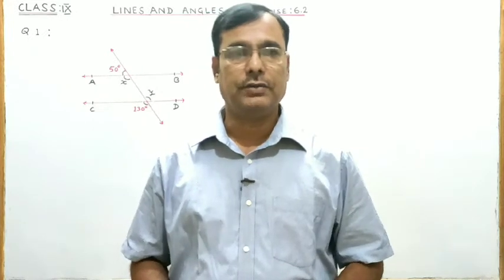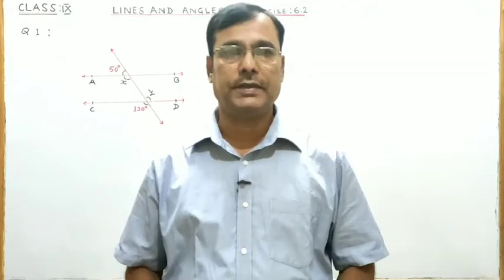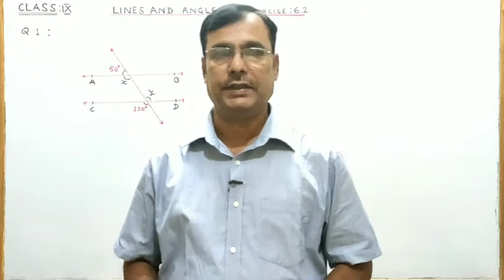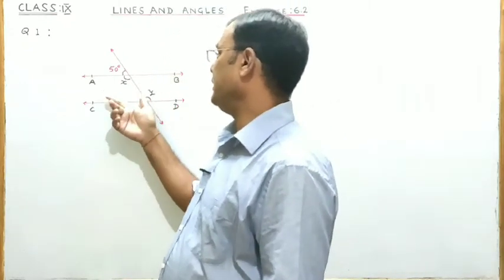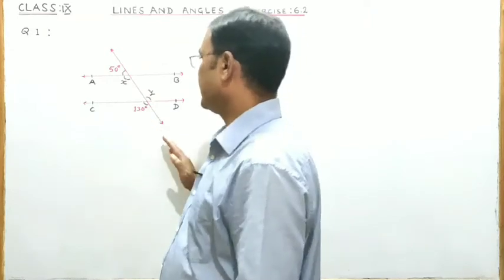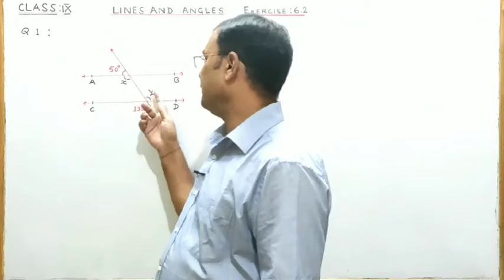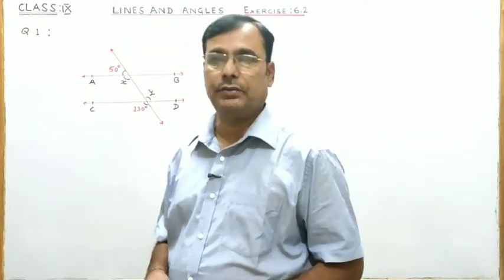Exercise 6.2 question number 1. In the given figure, find the values of x and y and then show that AB is parallel to CD. Here is the given figure in which lines AB and CD are intersected by a transversal. We have to find values of x and y and then show that AB is parallel to CD.